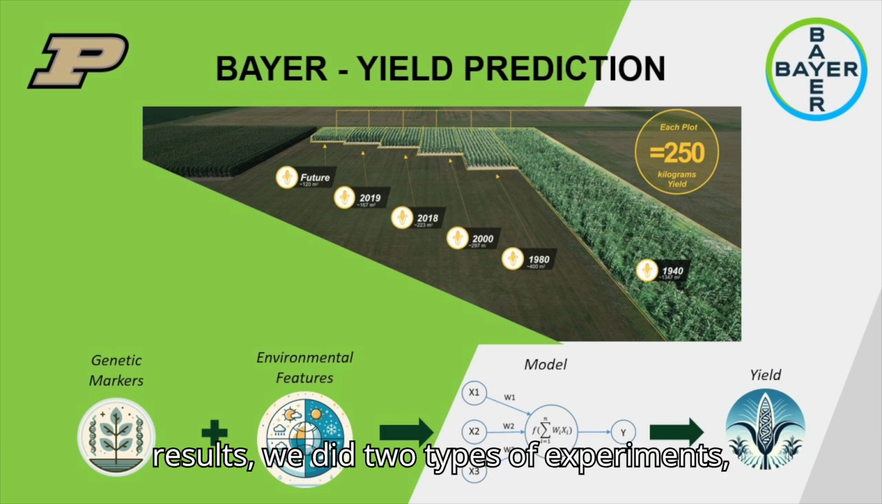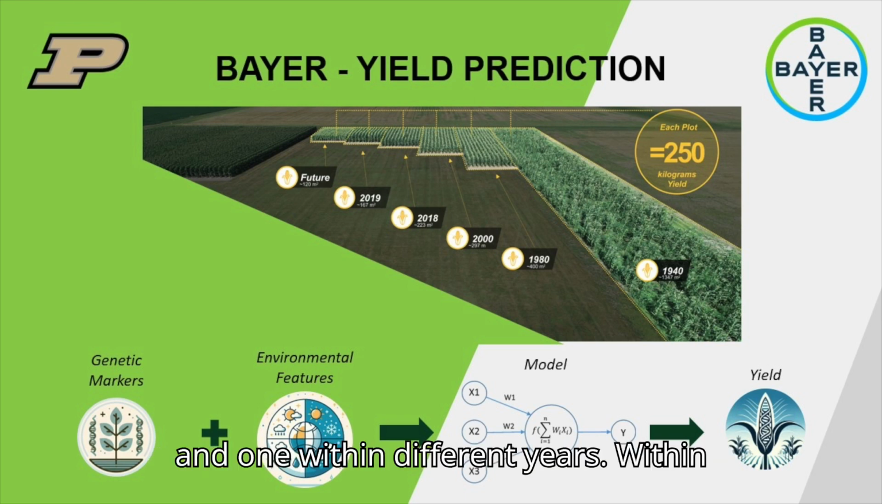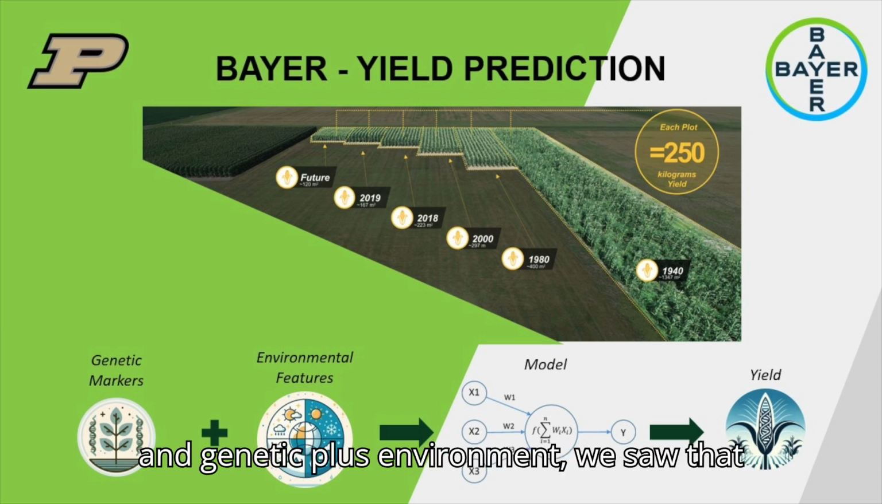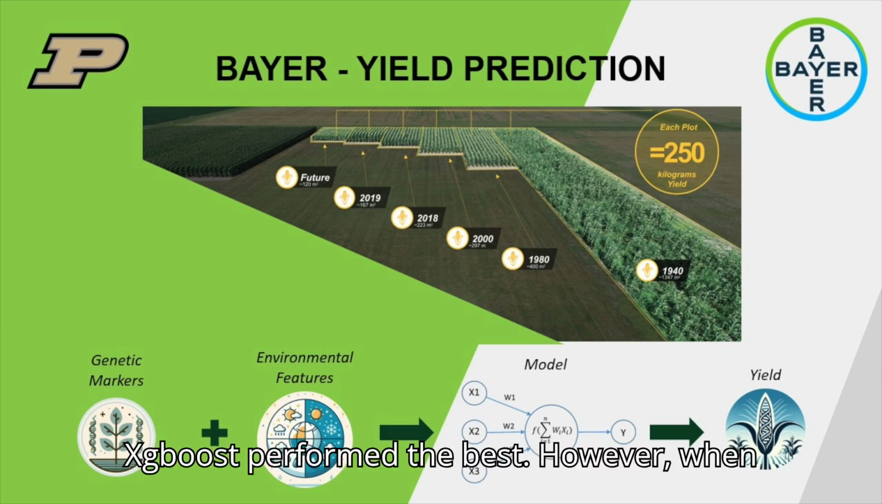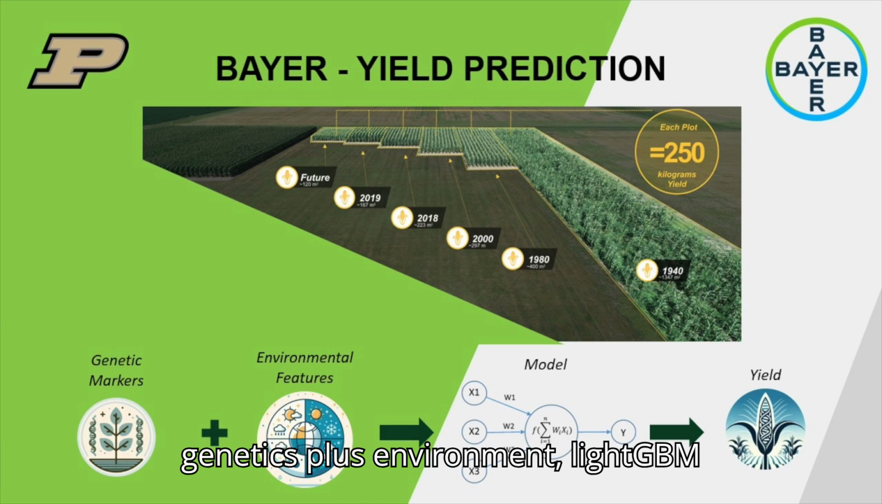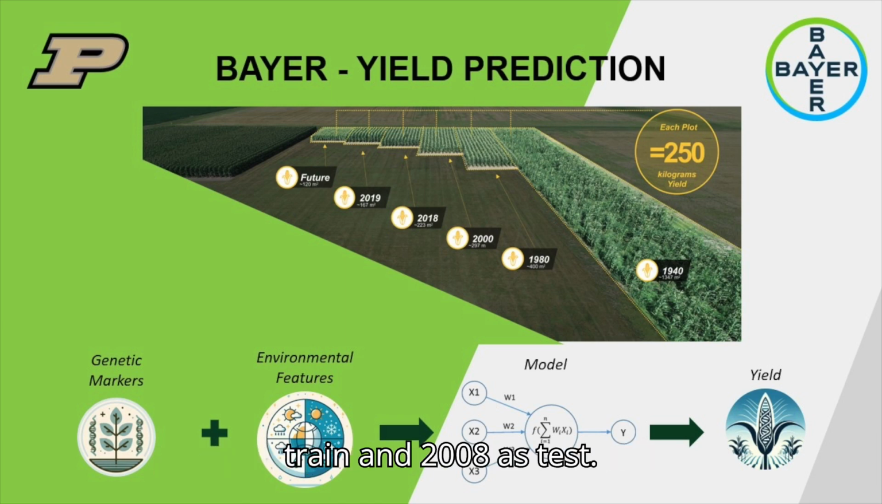Looking at the results, we did two types of experiments: one where we ran it within the same year, and one across different years. Within the same year, when we fed genetic markers and genetics plus environment, we saw that XGBoost performed the best. However, when we compared year to year and we fed genetics plus environment, LightGBM performed the best with 2000 to 2007 as train and 2008 as test.